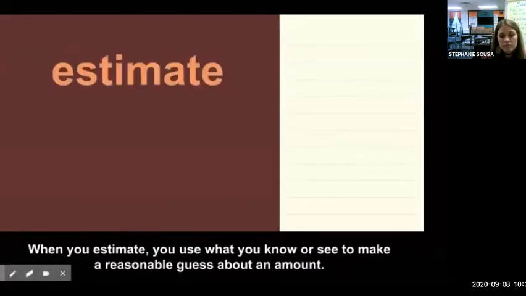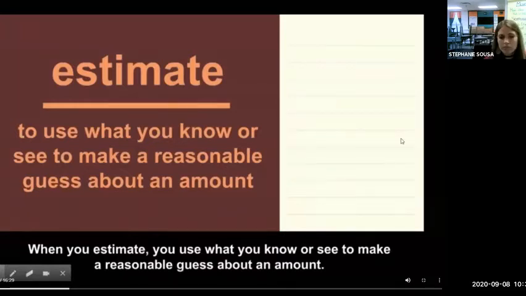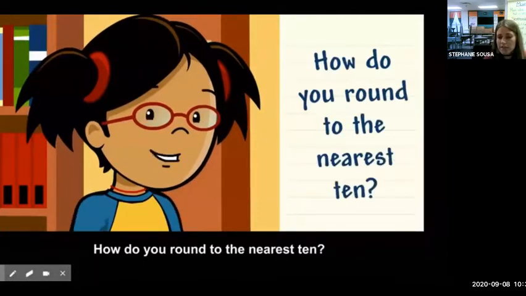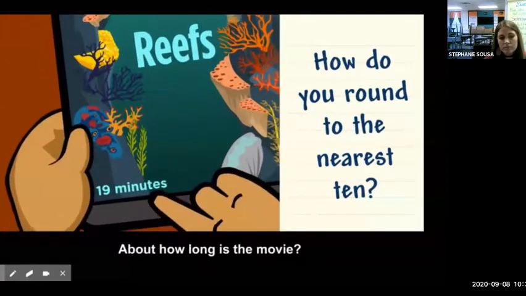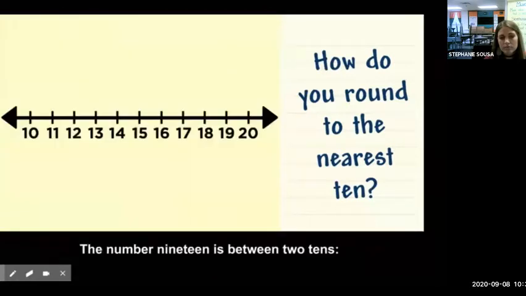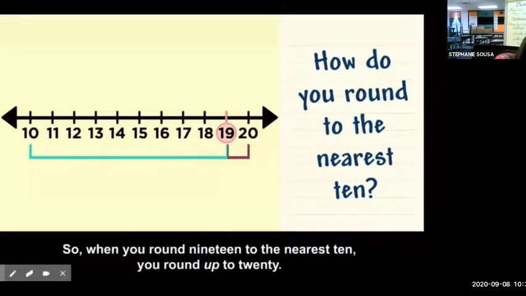When you estimate, you use what you know or see to make a reasonable guess about an amount. How do you round to the nearest 10? There's that word, nearest. Here's a movie about coral reefs. About how long is the movie? Round the number to the nearest 10 to give you an estimate. The number 19 is between two tens, 10 and 20, but it's closer to 20. So when you round 19 to the nearest 10, you round up to 20.